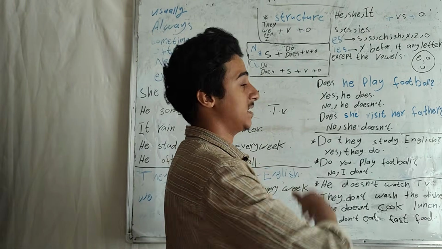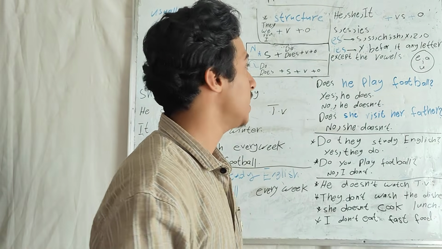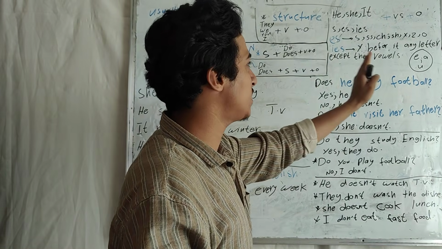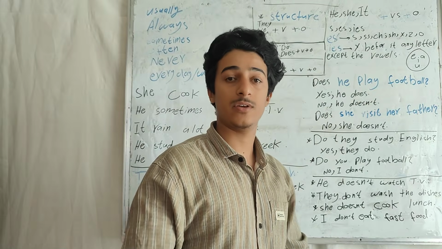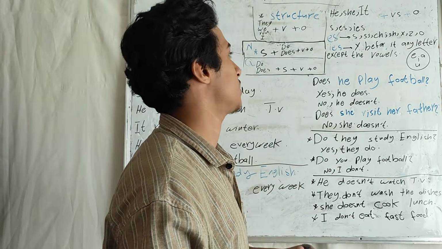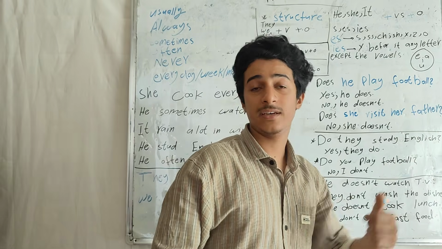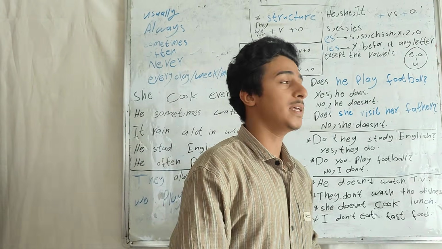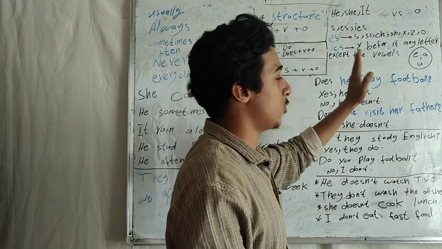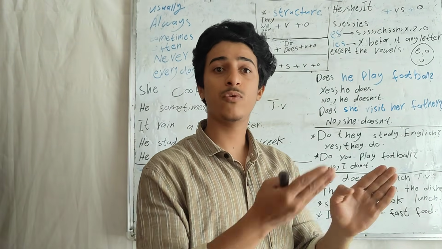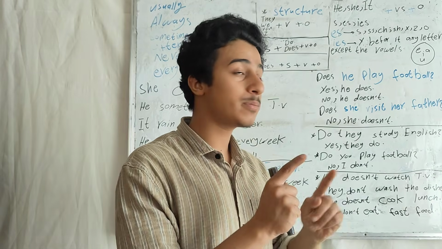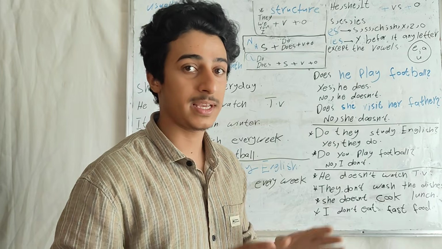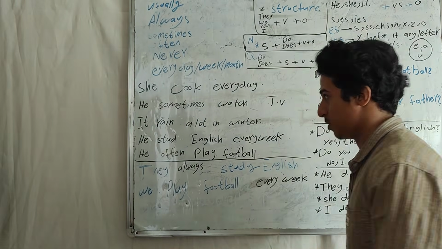What about the ies, guys? The ies we add to the verb if the last letter is y and before the y there is any letter except the vowel letters. The vowel letters are e, i, a, u and o. So guys, if the last letter of the verb is y and before it any letter except those five, we're going to delete the y and add ies to the verb. Okay guys, clear? So let's have a look at the examples.